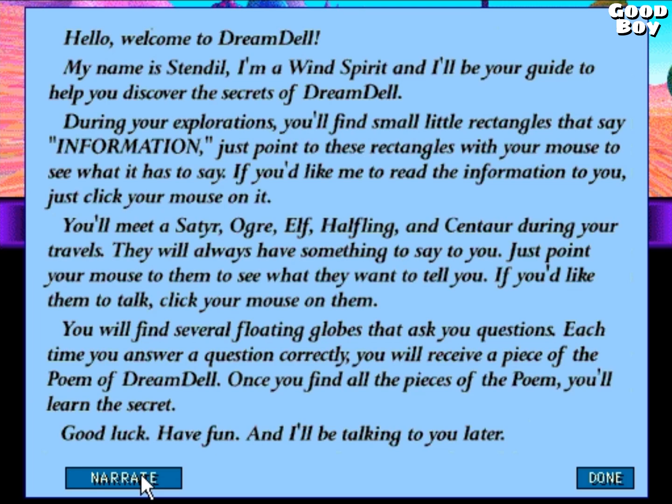During your explorations, you'll find small little rectangles that say information. Just point to these rectangles with your mouse to see what it has to say. If you'd like me to read the information to you, just click your mouse on it.